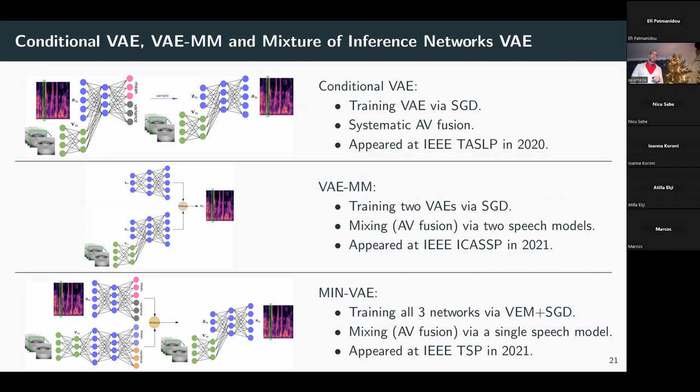the three architectures. So the first one is the conditional VAE, the one that we discussed first, right? That is inputting video at the encoder and at the decoder. Then we have the VAE mixture model, which is basically picking up the best combination between the audio-only VAE and the audio-visual VAE in an unsupervised way. And then what we call the mixture of inferred networks VAE, or the MIN VAE, is actually exploiting this mixing variable, but at encoder time, right? So basically we train first the audio-only VAE, we keep the encoder, then we train the video-only VAE, we keep the encoder, and then we fine-tune these encoders at the same time that we train the decoder of the MIN VAE, right?